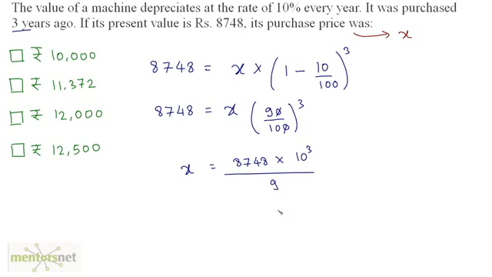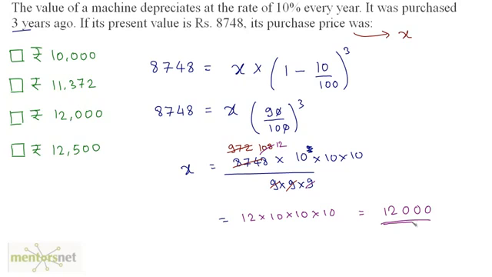So we can write 9 cubed as 9 times 9 times 9 and 10 cubed as 10 times 10 times 10. I can divide 8748 by 9, so cancelling out this 9 gives me 972, which again divided by 9 gives me 108, and 108 again divided by 9 gives me 12. So this is equal to 12 times 10 times 10 times 10. So that is 12,000. So the answer is option C.